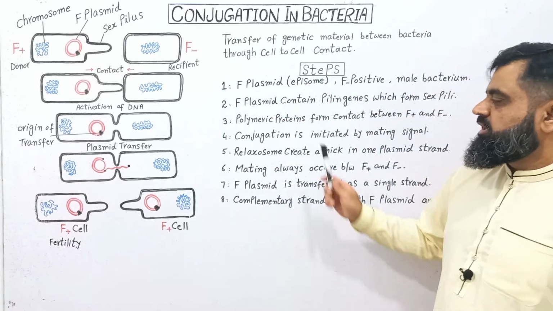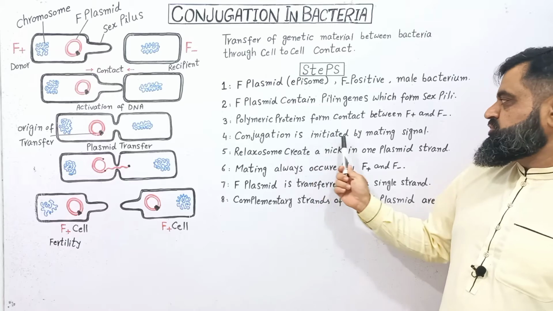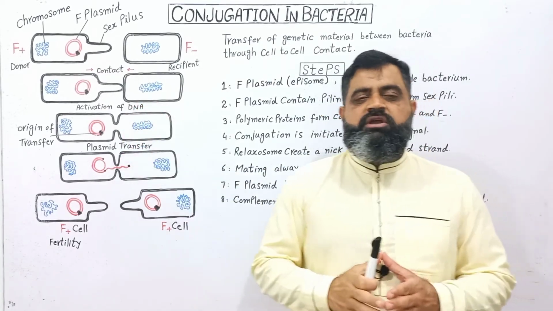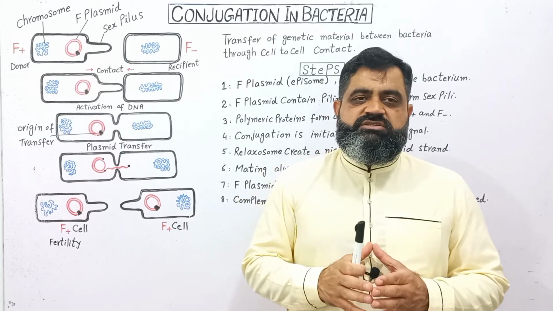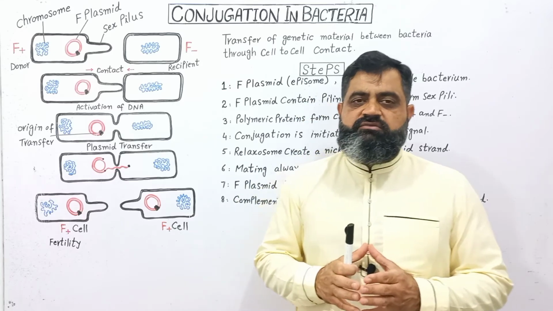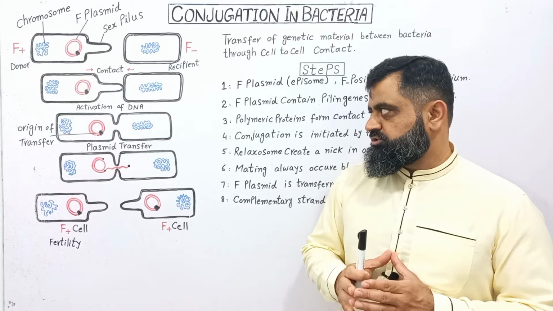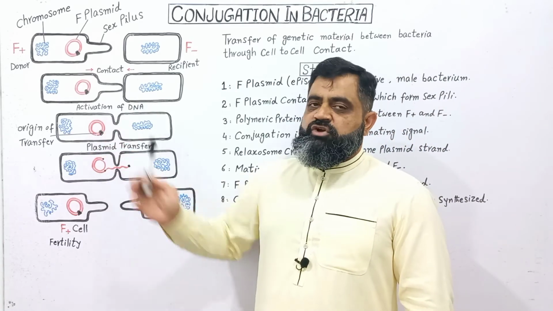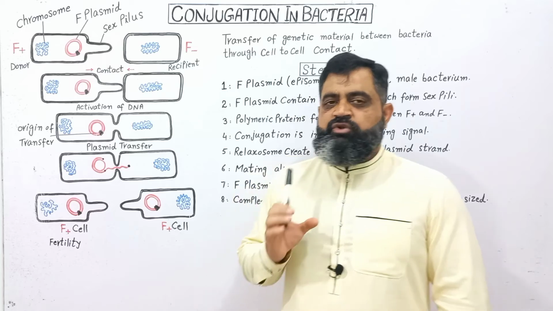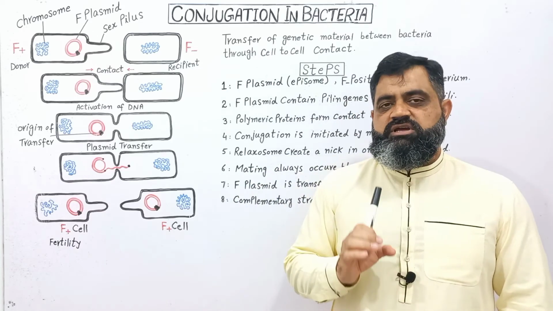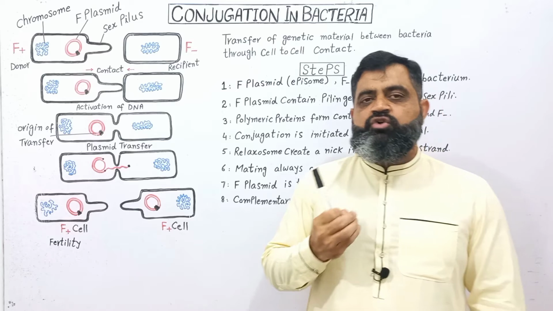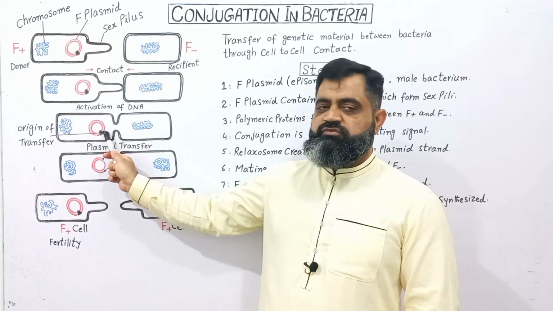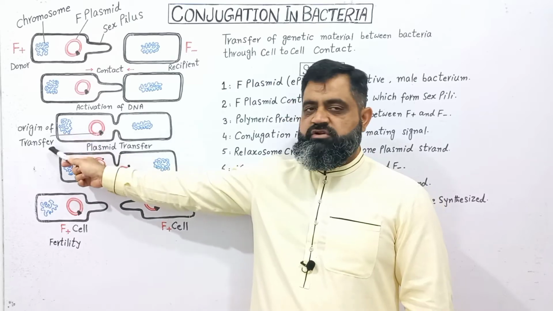Next step. In the next step, conjugation is initiated by a mating signal. As soon as the contact is formed, special genes send signals which initiate the process of conjugation. During this process, activation of DNA takes place, and certain enzymes, which are endonucleases, are released, which cut the DNA at a certain point of the plasmid, known as the origin of transfer.